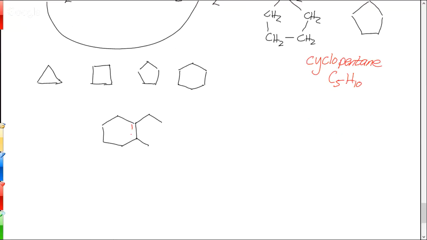So we'd go 1, 2, 3, 4, 5, 6. The last part of the name is cyclohexane, and the substituents are a methyl group on number 2 and an ethyl group on number 1. So we'd call this 1-ethyl-2-methylcyclohexane. The pen's being weird again today.